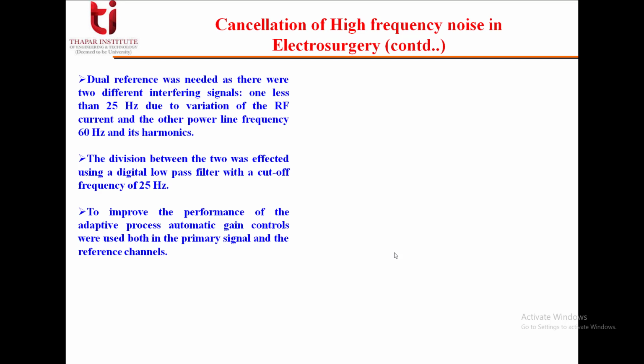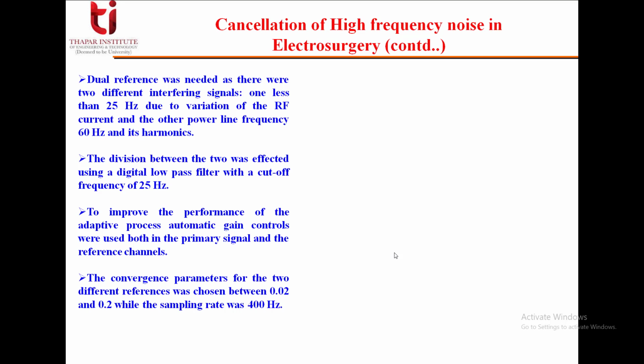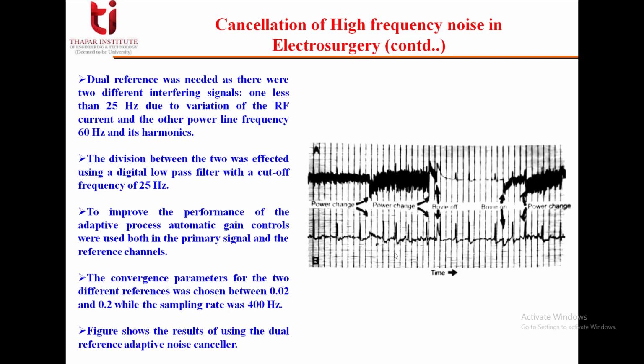Further, to improve the performance of the adaptive process, automatic gain controls were used both in the primary signal and the reference channels. The convergence parameters for the two different references was chosen between 0.02 and 0.2 while the sampling rate was 400 Hz. So this figure shows the results of using the dual reference adaptive noise canceller. So you can see this power change.